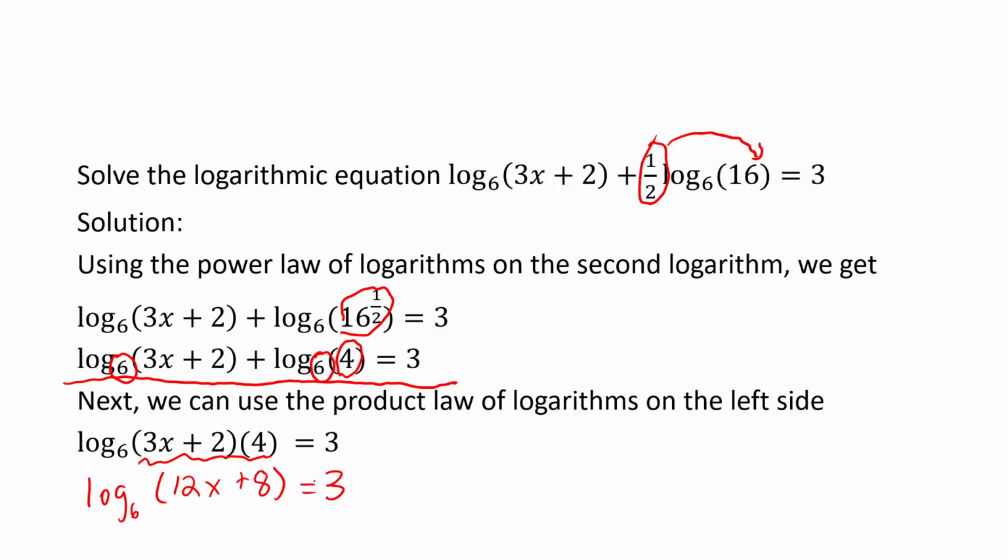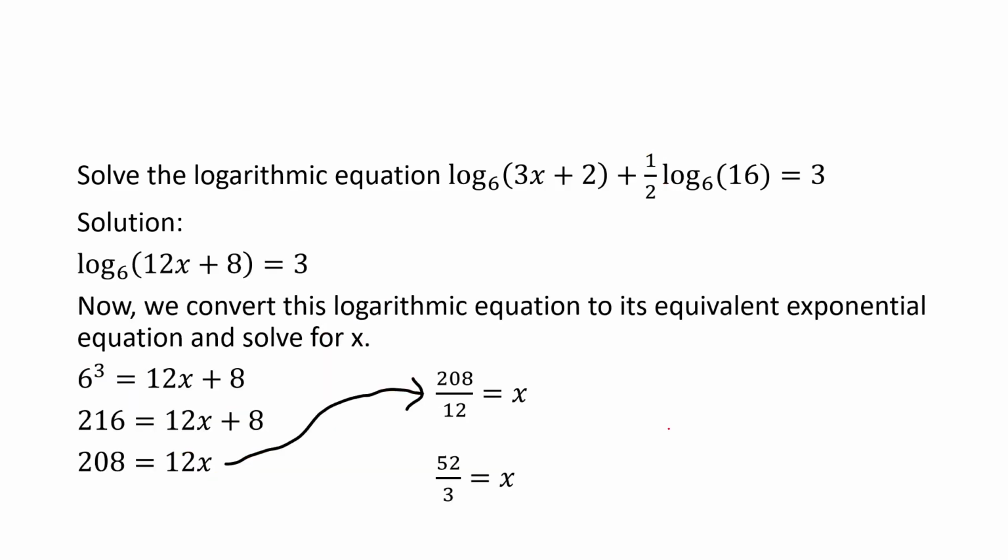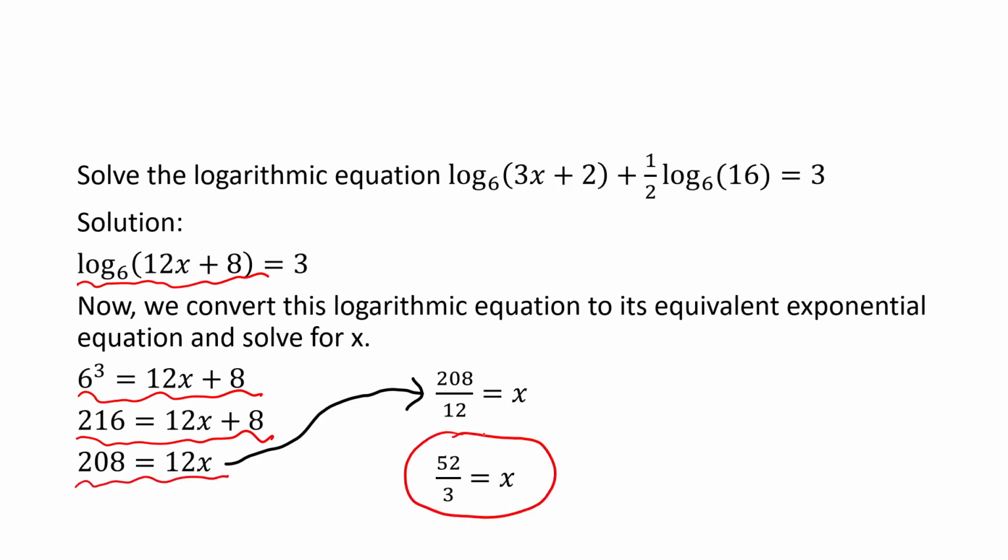distribution property. So now that we have that, what we can say is that the base of 6 raised to the exponent of 3 is equal to 12x plus 8. And we're going to be able to solve from there. So that's what we're going to do here. We have log base 6 of 12x plus 8 equal to 3. 6 to the exponent 3 therefore equals 12x plus 8. So 216 equals 12x plus 8, meaning 208 equals 12x. And ultimately, we can reduce our fraction, and we can get that x is equal to 52 over 3.